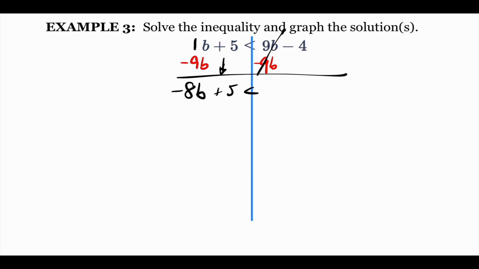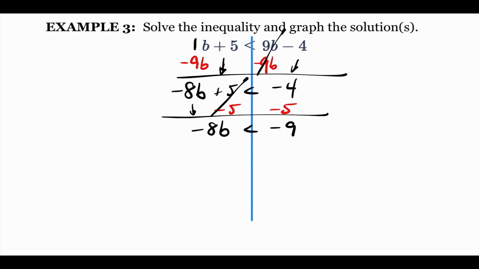Bring down everything I haven't used. B's are on the left. There are no B's on the right anymore. Okay, 5, though. I got to subtract 5 from both sides. So -8B is less than -9. One more step to get B by itself. Divide by -8.